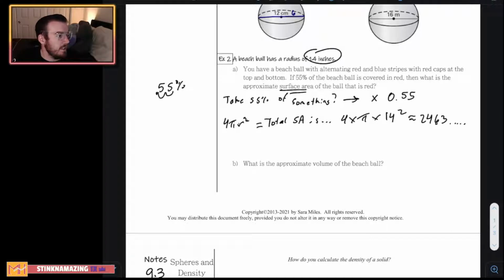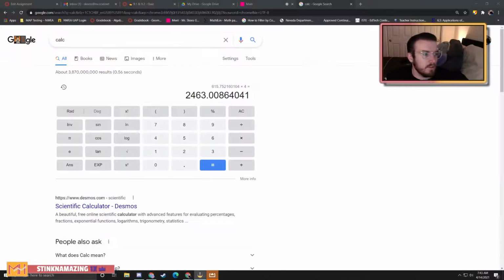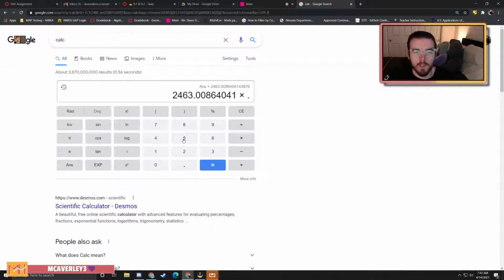There's no need to round. There's no need to write it down. Just leave it. And now we want to take 55% of that, so we multiply it by 0.55, and we get 1,354.7, and this is inches, so inches squared.